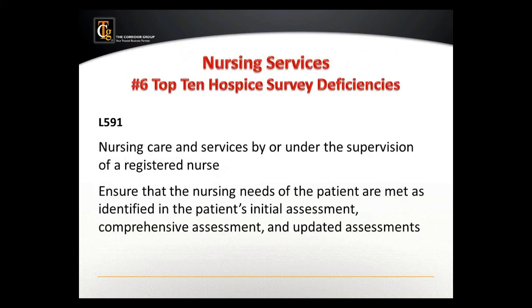Number 6 on the top 10 deficiencies is nursing services. And this one is a little disturbing to me when I hear some of the examples. But the nursing care and services must be under the supervision of a registered nurse. In the example I gave just a slide or 2 ago about the aide being 2 times a week and PRN, the aide doesn't decide. The patient doesn't decide. The nurse, in the case of the aide, would be supervising that aide and changing that aide's frequency based on feedback that she's getting from the aide or a request from the patient or family.